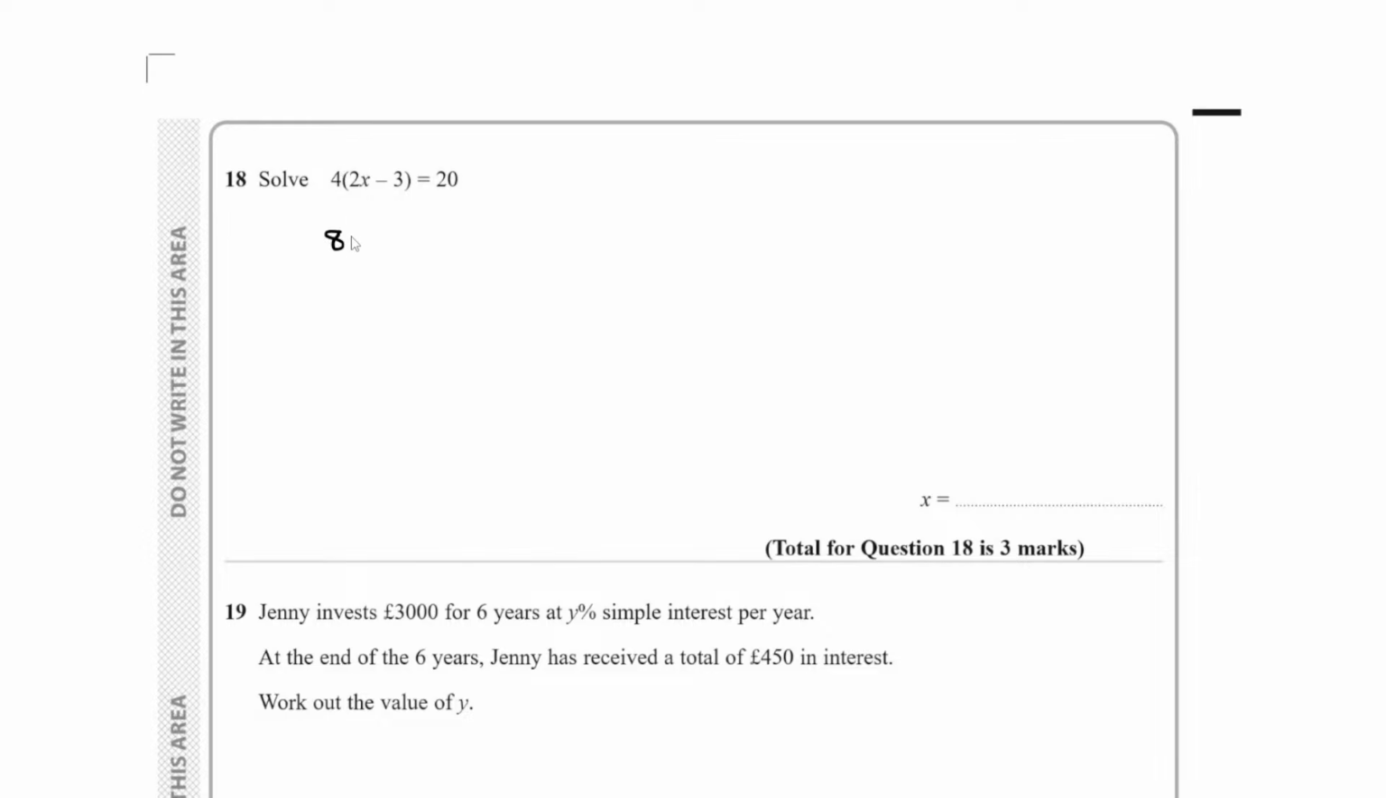So obviously multiply 4 by 2x is 8x. 4 by minus 3 is minus 12. And then 20. I would then add the 12. So we're always doing the opposite, aren't we? If you're moving something from one side of the equation to the other, you always do the opposite. So it's currently subtract 12. So I'm going to add 12 to both sides.